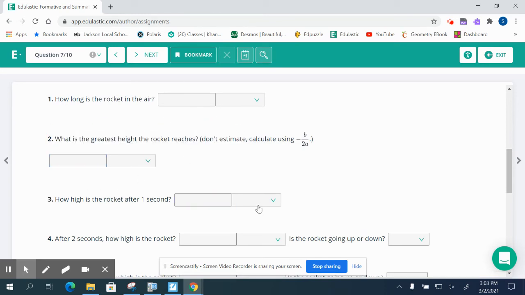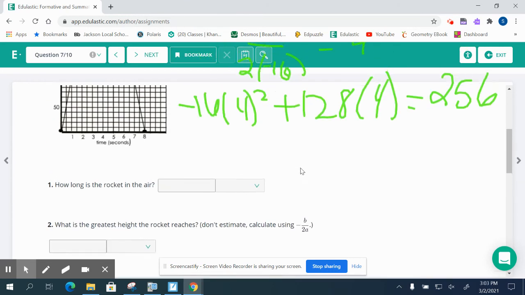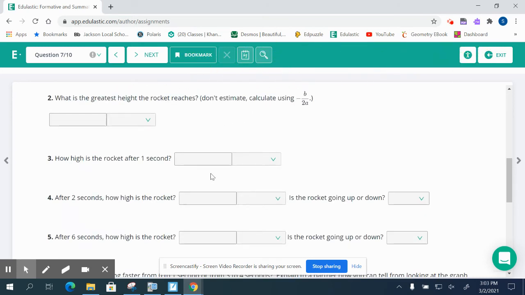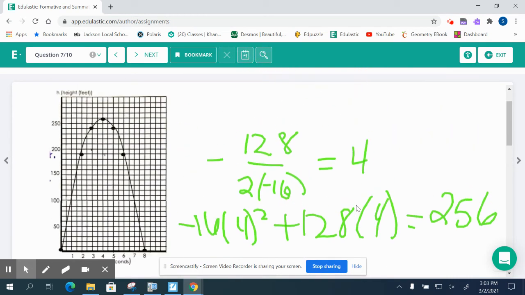How high is the rocket after 1 second? So you do the same thing here, except you plug in 1 and 1. And then for 4 and 5, you do the same thing, but you plug in 2 and 6. So 2 here, 2, 6.